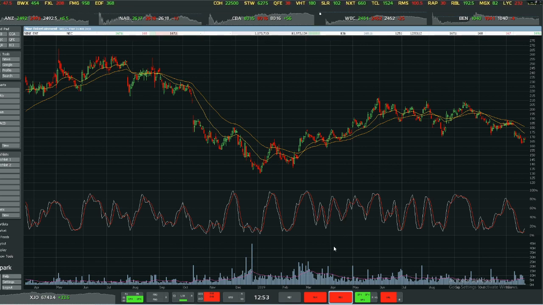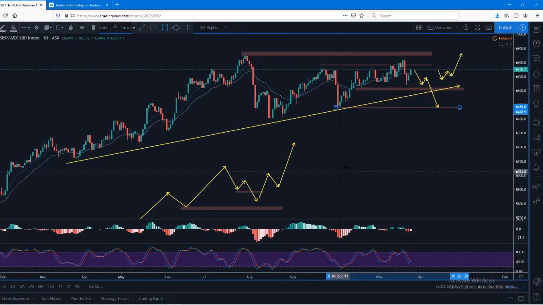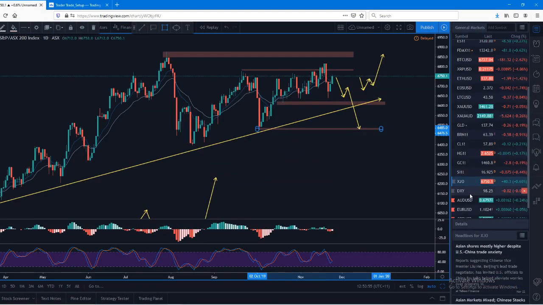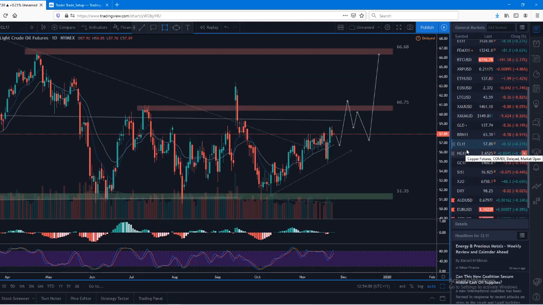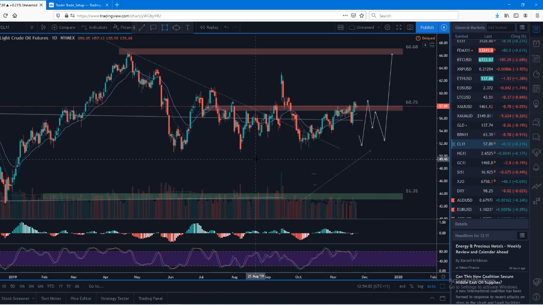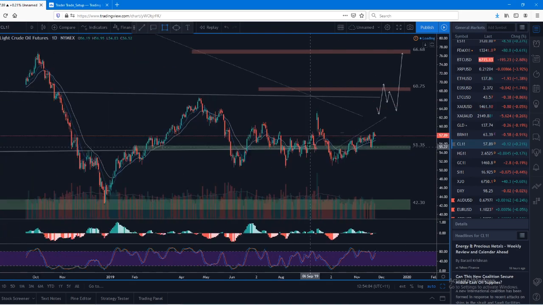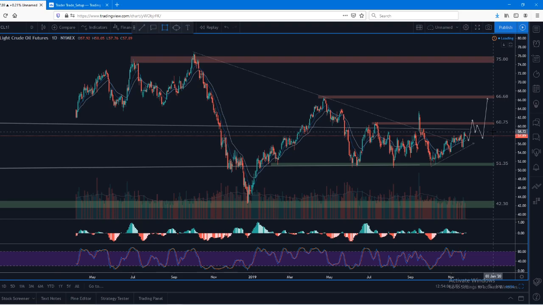So I want to jump into oil before I get too caught up in talking, before we put up some charts. I just want to touch on oil. I think it's looking quite good. Crude oil. So it's more the longer term. Actually, that's a daily.